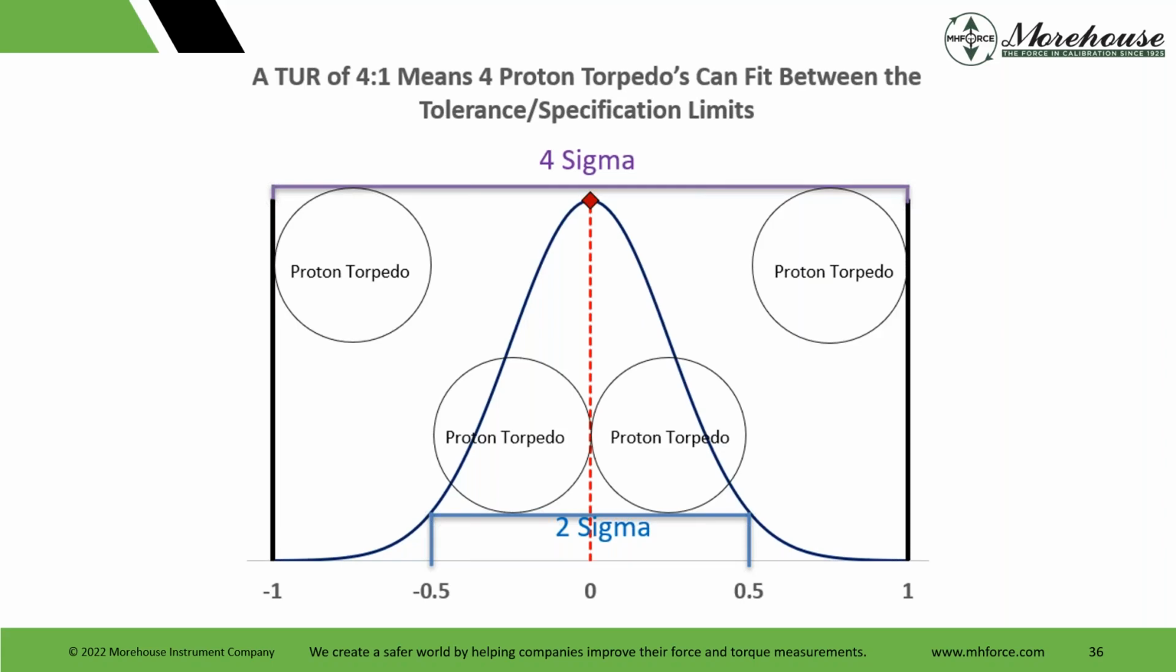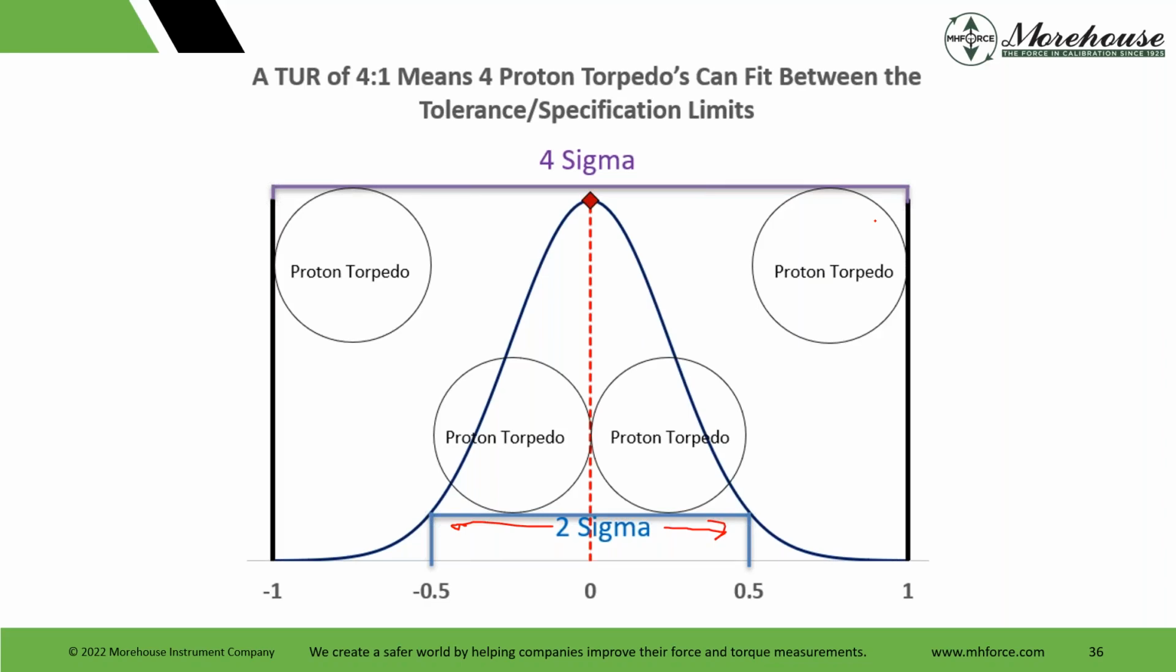ILAC G8 defines TUR as the ratio of span to tolerance to a measurement quantity subject to the calibration to twice the 95% expanded uncertainty of the measurement process used for calibration. This is where we get additional terms like 2 sigma means I can fit 2 standard deviations, and 4 sigma can be demonstrated using this concept. You can see that down here. There's 2 sigma and 4 sigmas taking up everything, and the 4 torpedoes are in there.